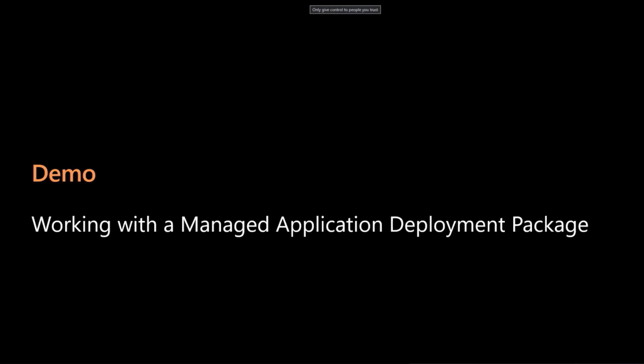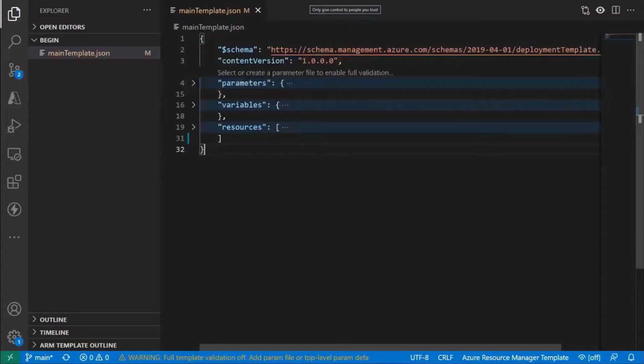We're going to see an end-to-end demo of working with a managed application deployment package, which is the zip file that we upload to the technical configuration of one of our plans in an Azure Managed App. So let's get started with the main template.json, which is an ARM template.